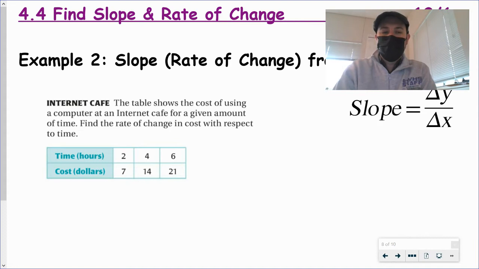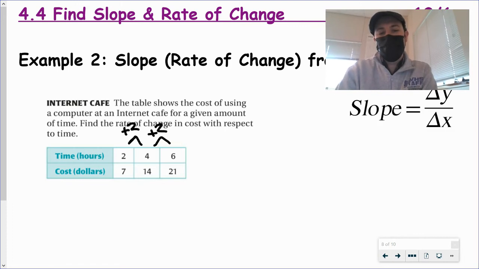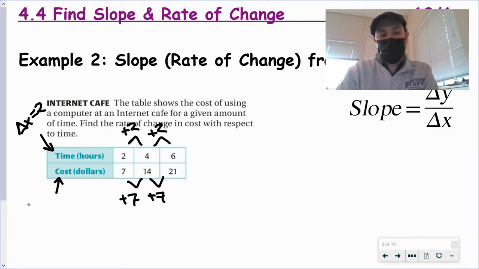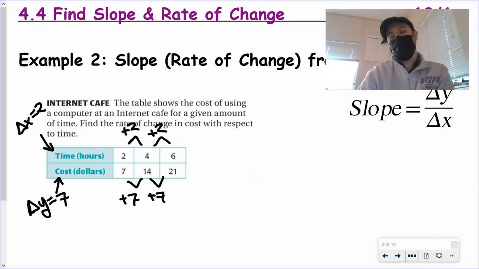All right. So the way that we've done this before with tables is we've just eyeballed it. And we've said, how much is that changing? And we say, okay, it's going up by 2. Time is almost always our input variable. So what we just found was that our change in x is 2. For the cost, that's changing as well, and it's also going up. Every time it's going up by 7. That would be what we would think of as our output variable, like y. So we'd say our change in y is 7. So as every 2 hours goes by, I'm paying $7 more.